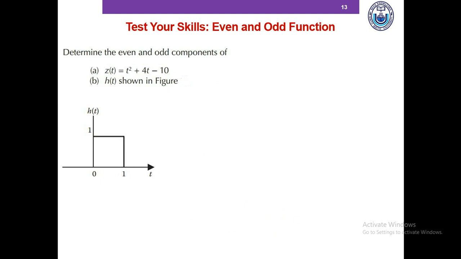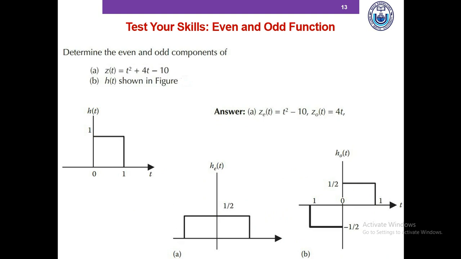Okay, now please pause the video and solve this problem, and then we'll match our answers. Okay, so hopefully you've been able to solve this.